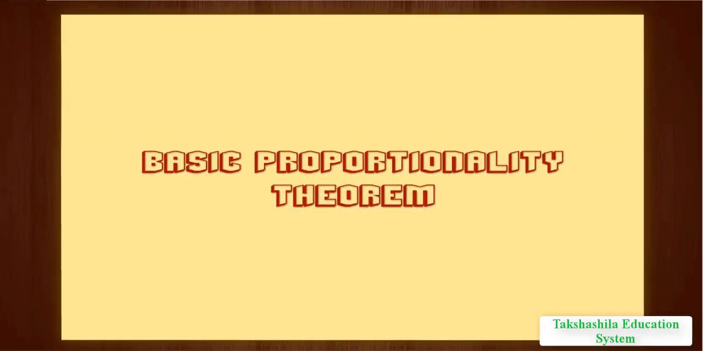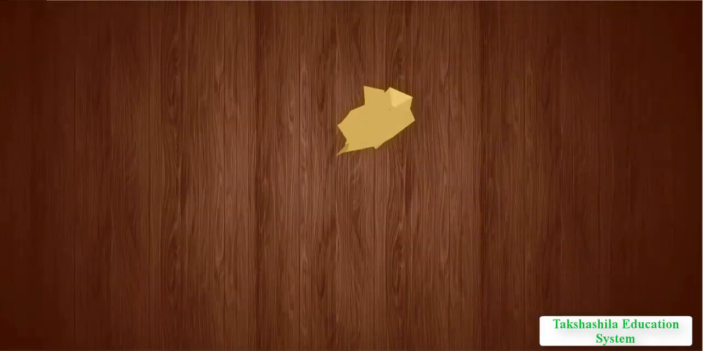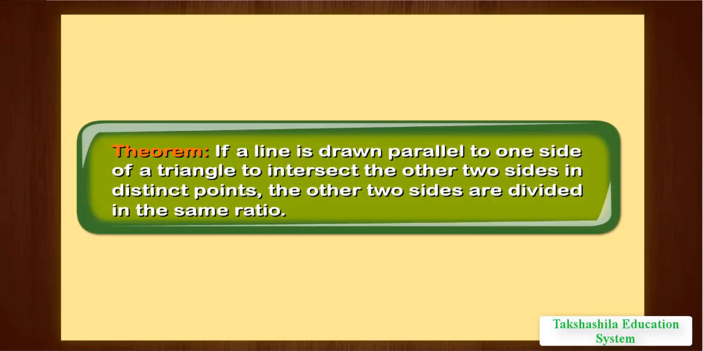In this module, we will learn about the basic proportionality theorem. We state the basic proportionality theorem. If a line is drawn parallel to one side of a triangle to intersect the other two sides in distinct points, the other two sides are divided in the same ratio.